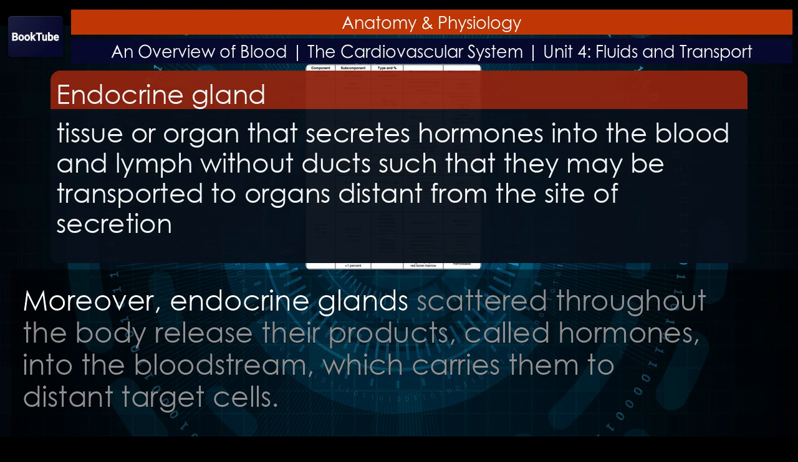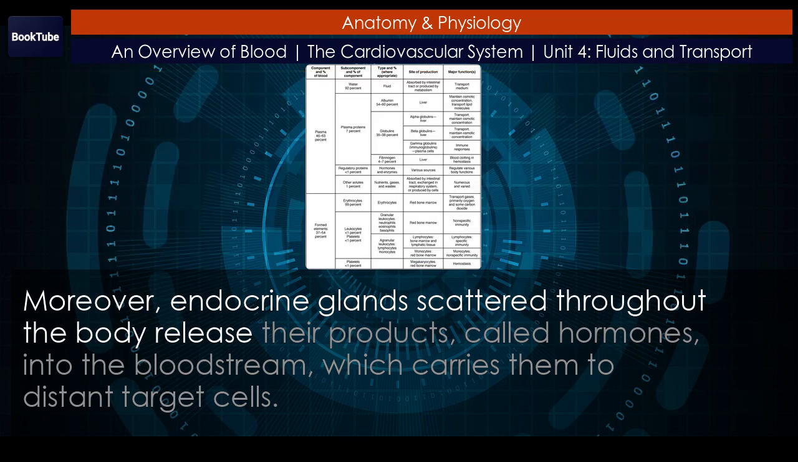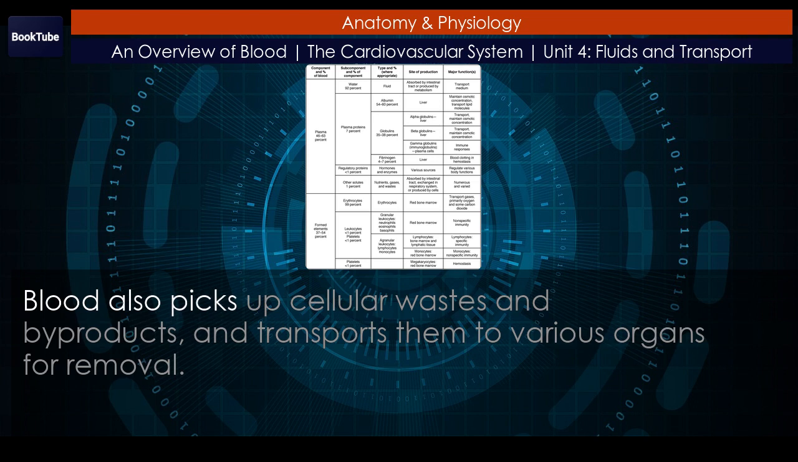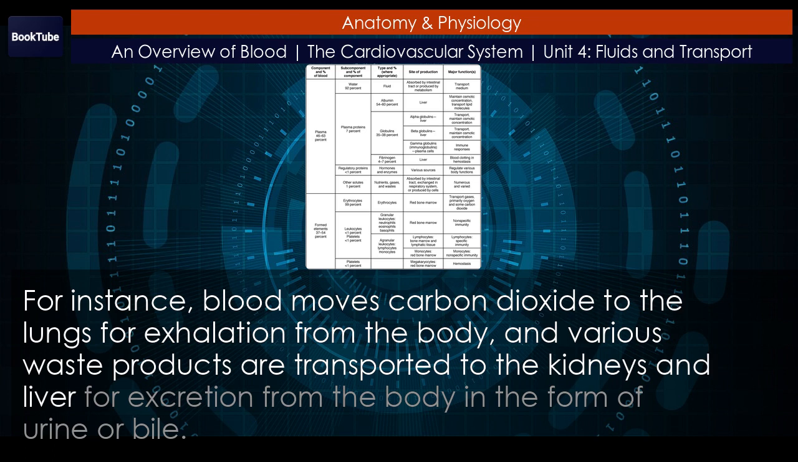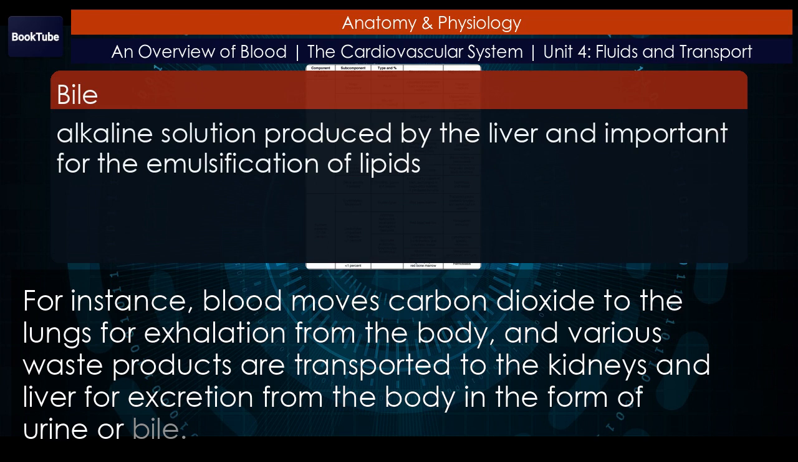Moreover, endocrine glands scattered throughout the body release their products, called hormones, into the bloodstream, which carries them to distant target cells. Blood also picks up cellular wastes and byproducts, and transports them to various organs for removal. For instance, blood moves carbon dioxide to the lungs for exhalation from the body, and various waste products are transported to the kidneys and liver for excretion from the body in the form of urine or bile.